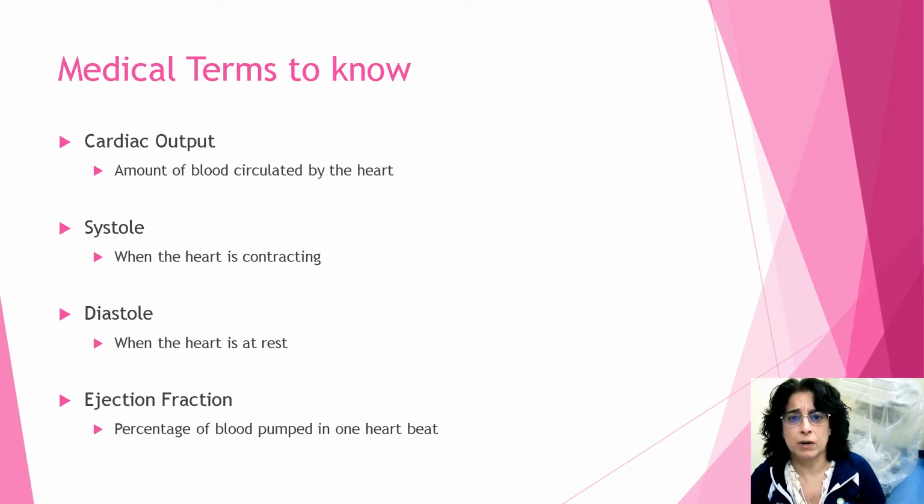And lastly, one of the most important terms you need to know is ejection fraction. That's the percentage of blood that your heart pumps out in one beat. So if, for instance, your heart takes in 100 milliliters of blood and your ejection fraction is 75, then it's pushing out 75 milliliters of blood.